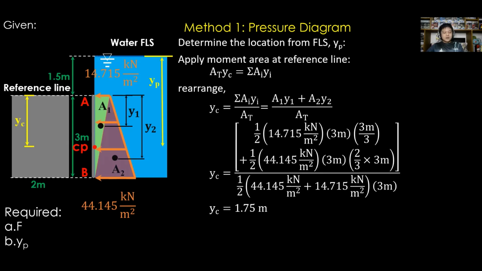And for the value of our y sub p, from the figure, we have 1.5 meters plus this y sub c. So substituting y sub c, the value of y sub p is 3.25 meters. So this is from the free liquid surface.